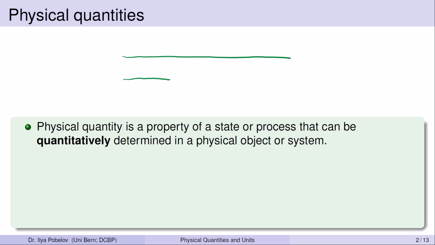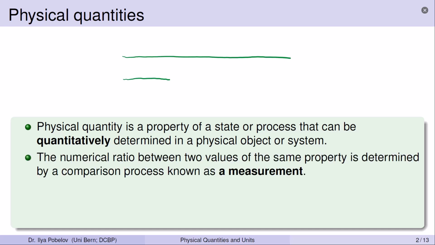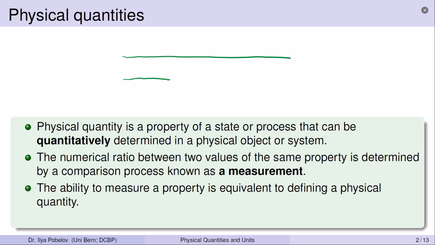A property is classified as a physical quantity if it holds a numerical value and the ratio between two values of the same property is a real number. This allows comparisons based on a physical quantity to be quantifiable. To determine the numerical ratio, we carry out a comparison process known as a measurement. This process must be unambiguous and reproducible to ensure accuracy. The ability to measure a property is equivalent to defining a physical quantity.